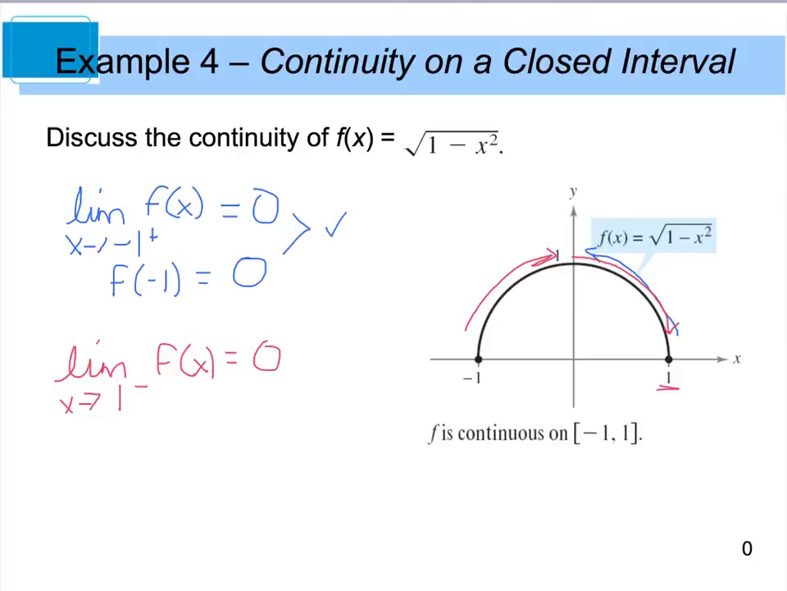And if I do direct substitution, I have f of 1, and I plug a 1 in here. 1 minus 1 squared will give me 0. Square root of 0 is still 0. So my second part now says that because both of these are equal, I now have a continuous function on the interval from -1 to 1. And remember from pre-calc that these bracket looking things mean that my interval is closed.